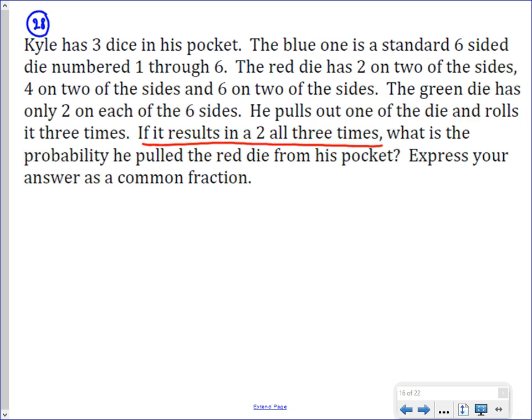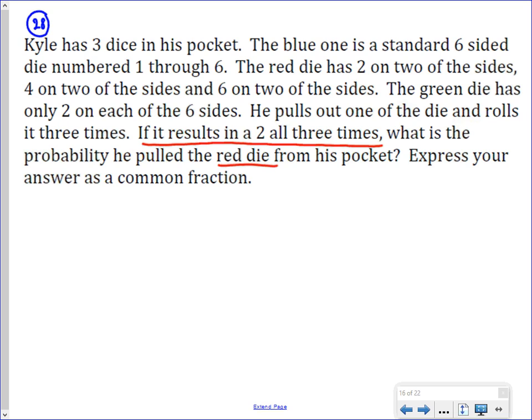And that something else is that he pulled a red die. If I just asked what's the probability he pulled the red die out of his pocket, the answer would be 1/3, because we have no more information than that it's equally likely to pull any of the dice out. Because we have this extra information, that it's 2 all 3 times, we have to do conditional probability.